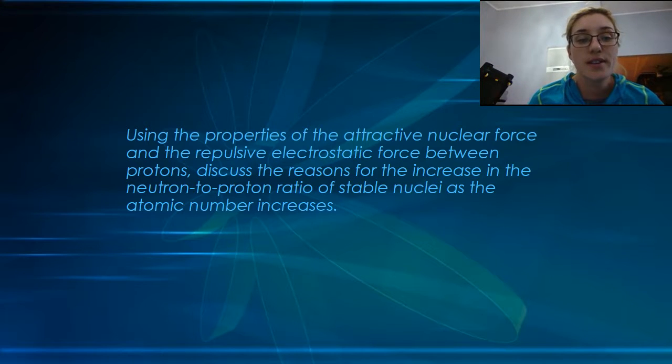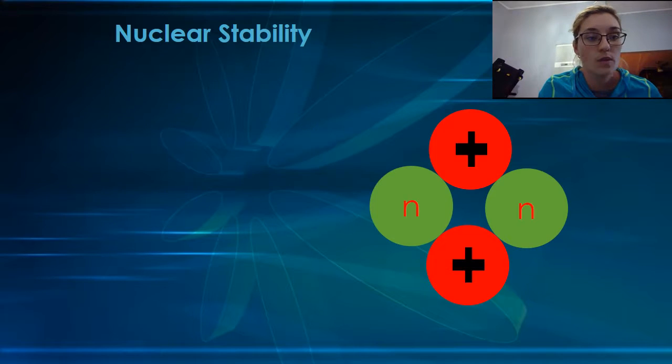So the first of our SACE outcomes was, using the properties of the attractive nuclear force and the repulsive electrostatic force between protons, we have to be able to discuss the reason for the increase in the neutron to proton ratio for stable nuclei as we see larger nucleus and the atomic number increases. So let's have a look at more detail in that.